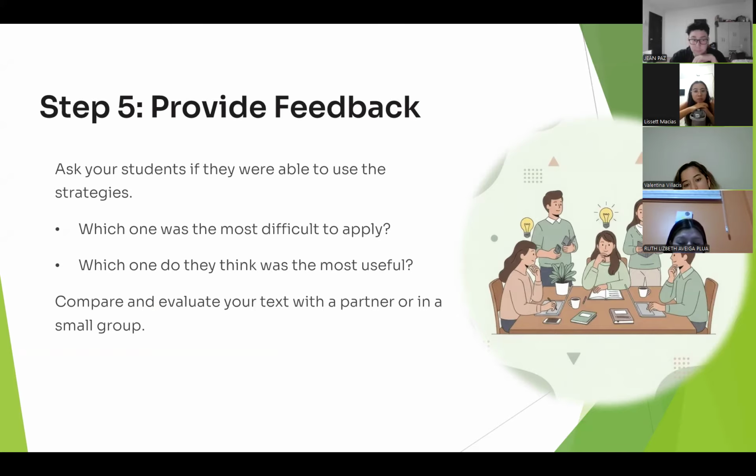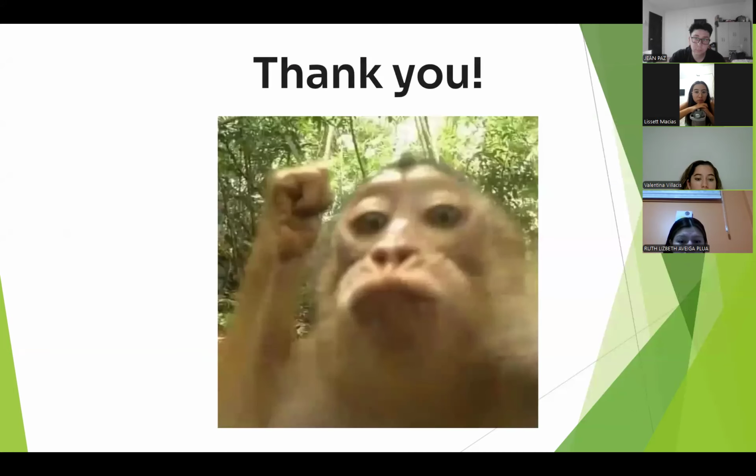And finally, students compare their writing with a partner or in a small group. And then they discuss similarities and differences, identify mistakes, and learn new ways to express the same ideas. The goal of this step is to encourage self-reflection, peer feedback, and improvement in writing skills.